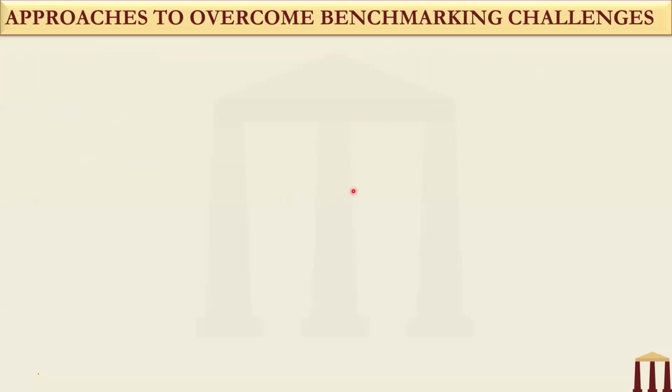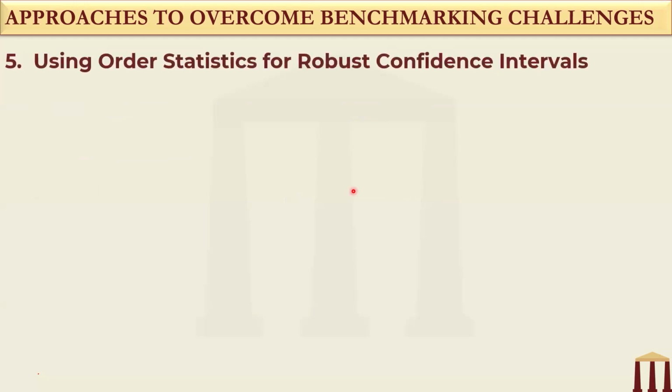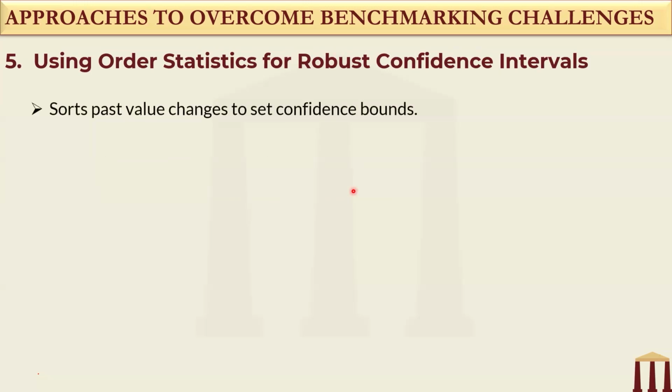And the final approach we'll explore in this section is based on a neat statistical trick, order statistics. Okay, it was introduced earlier also. And this brings a lot of value, especially when distributions get quite messy. So here's how it works. You take historical value changes, sort them from worst to best, and then use that sorted list to construct confidence intervals. No distributional assumptions, no fancy math. Just a clean, robust ranking.